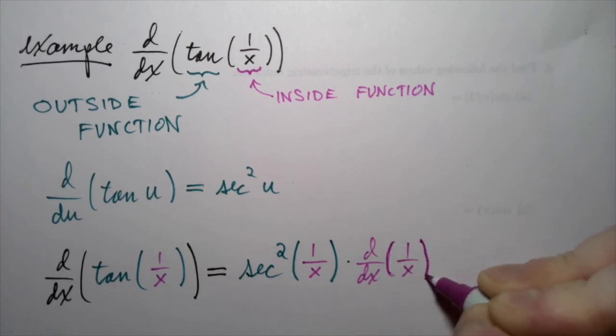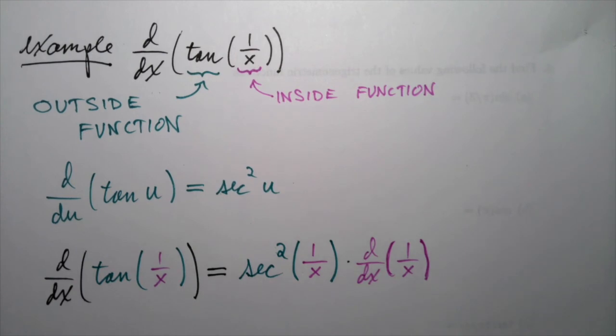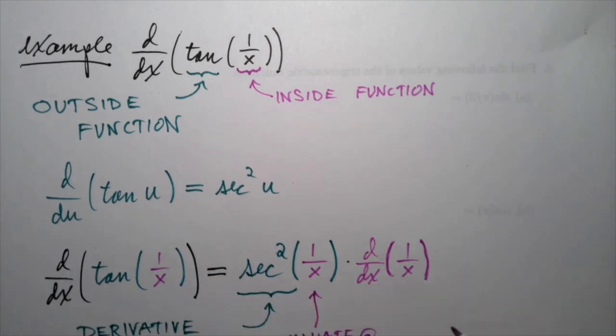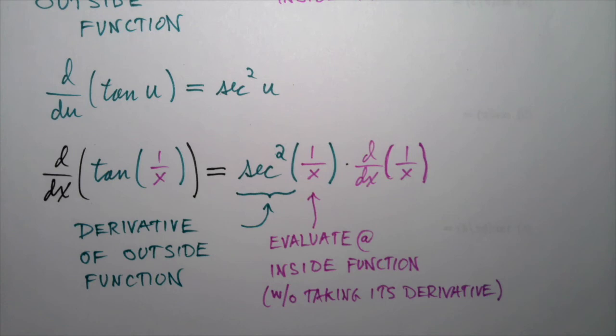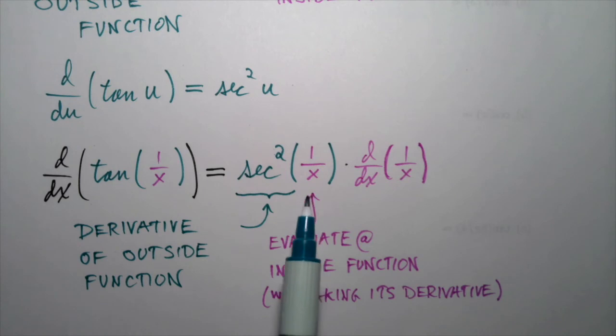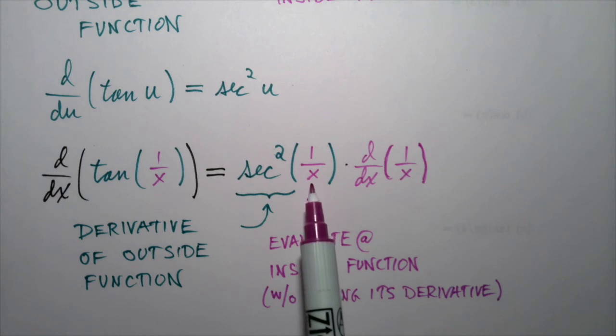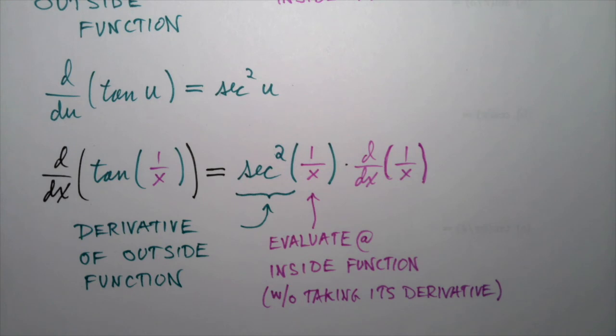So that right there, that's the chain rule. I've written it not in terms of f and g this time, but it's the same thing. Check it out. Here I've evaluated the derivative of the outside function, that was secant squared. I've evaluated it at the inside function. I've plugged the inside function, 1 over x, into the derivative of the outside function, but without taking the derivative of the inside function. You might think that you need to take the derivative of this piece there, but you shouldn't. You should leave that alone and only touch the outside function with the derivative operator.